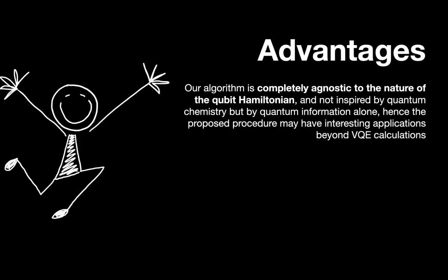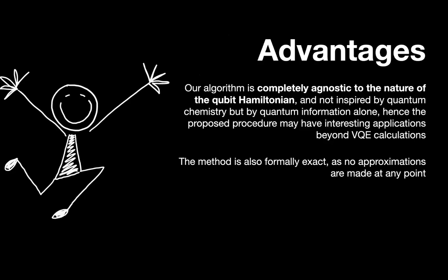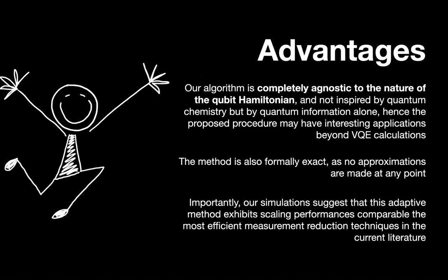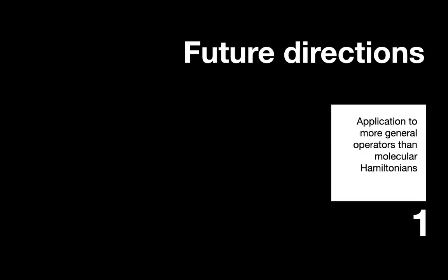The advantages of the method are that it is completely agnostic to the nature of the qubit Hamiltonian. We have used it, or discovered it, in quantum chemistry, but it is really only using quantum information tools, and therefore can have many applications that we would like to explore in the future. The method is also formally exact, and we have not done any approximation at any point. And importantly, the simulation suggests that these adaptive methods exhibit scaling comparable to the most efficient measurement reduction techniques in the literature.